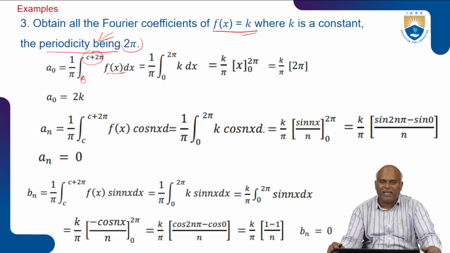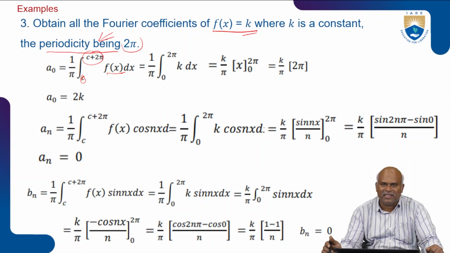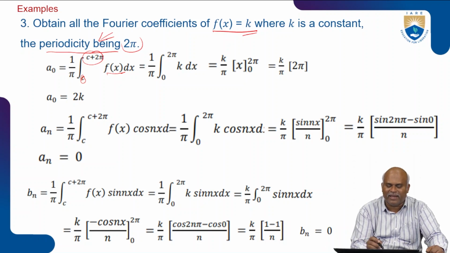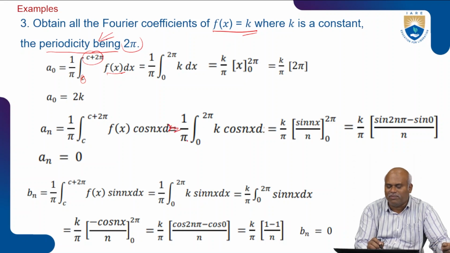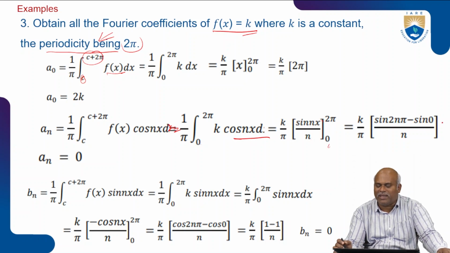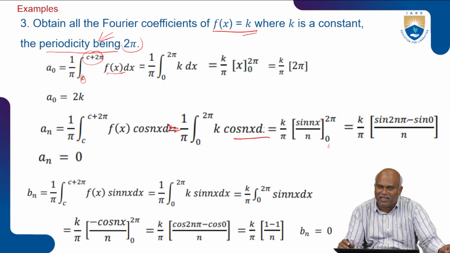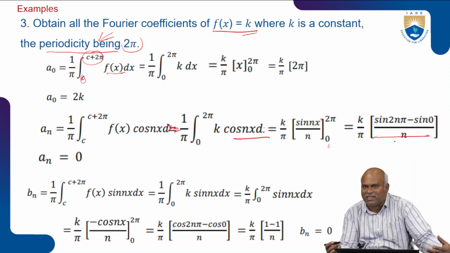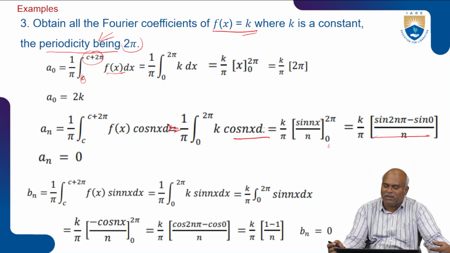Next, we go for a of n. A of n we know is 1 by pi times the integration from c to c plus 2 pi of f of x cos nx dx. That value is equal to 1 by pi times the integration from 0 to 2 pi of k cos nx dx, which is k by pi times sin nx divided by n. We substitute the limit 0 to 2 pi: sin 2 pi n minus sin 0, divided by pi. This value is represented as 0. If you substitute any integer n value in the sine terms, it is represented as 0.